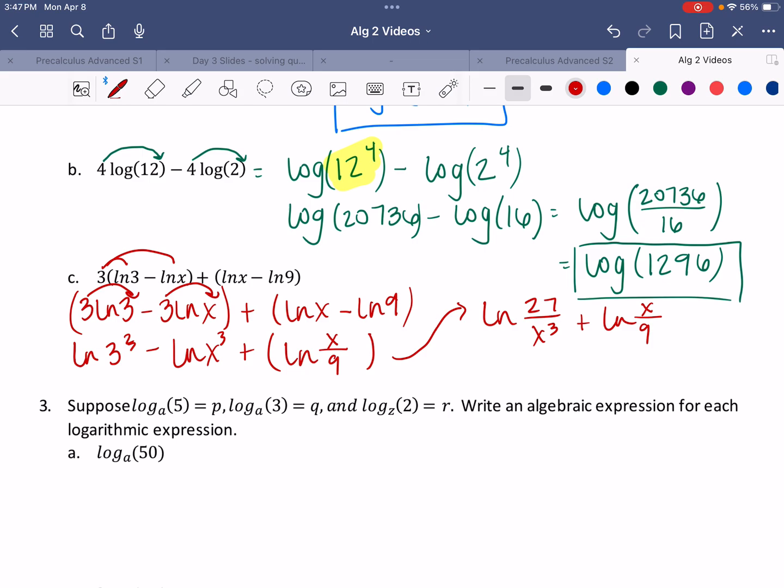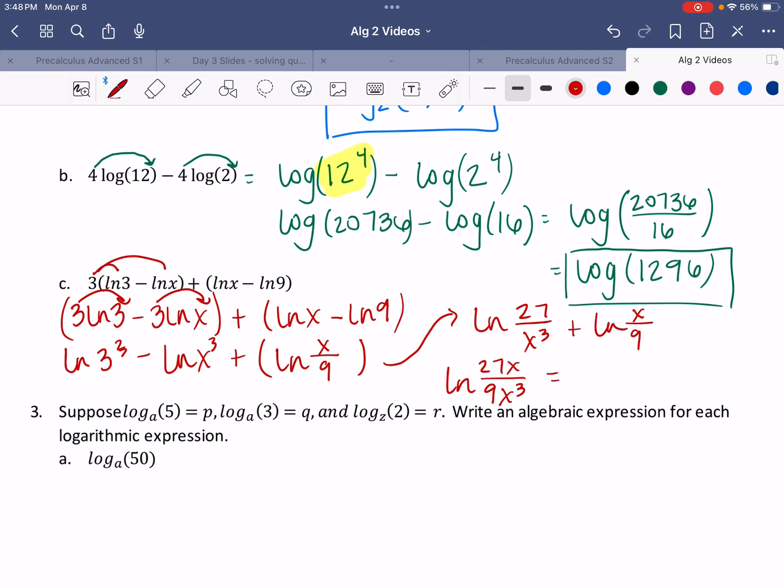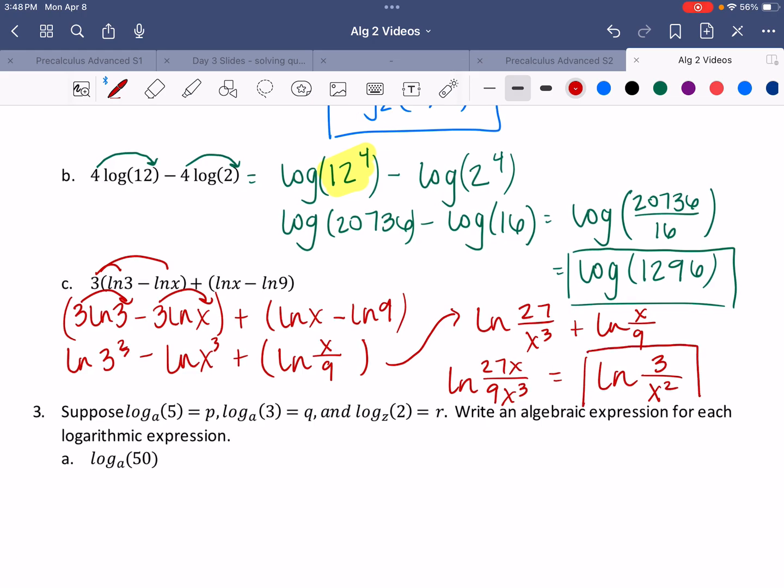And now two logs that have addition, I can combine them by multiplying their arguments. So that's the natural log of 27x over 9 times x cubed, which I am allowed to then reduce that argument. So it'd be the natural log, 27 divided by 9 is 3. And when I simplify my x's, there are more on the bottom. X squared will be left in the denominator. So you could do it that way.